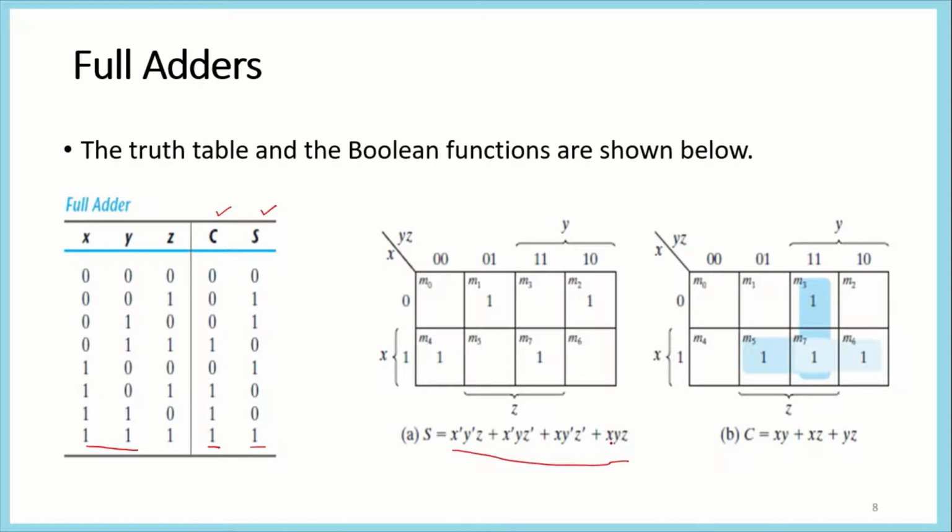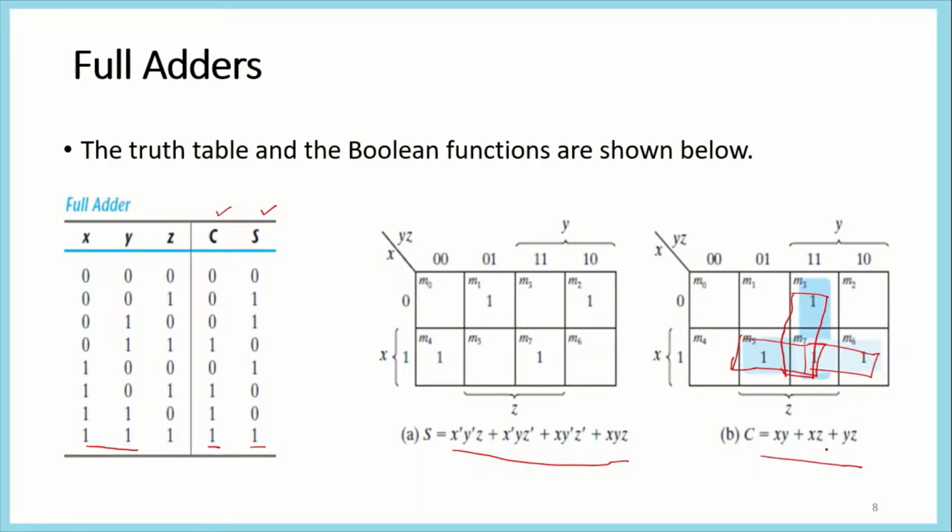And for the carry term, we write all the ones here, which are M3, M5, M7 and M6. Then we see how we can combine them to represent the minimized expression. For the minimized expression, we take two adjacent squares like this, and this will result in the expression. So this is carry and this is the sum circuit expression.